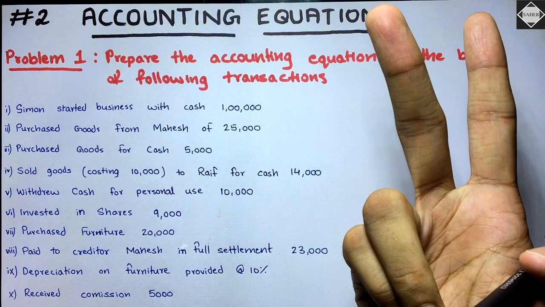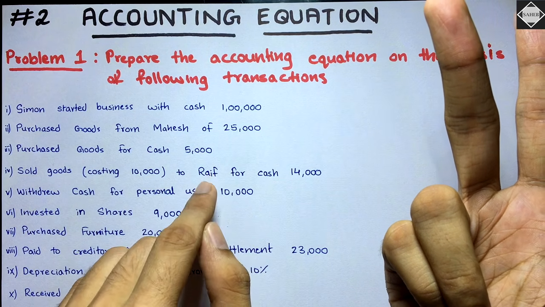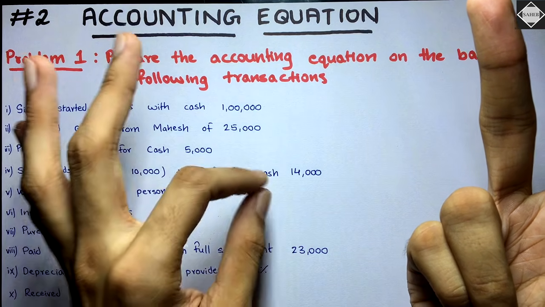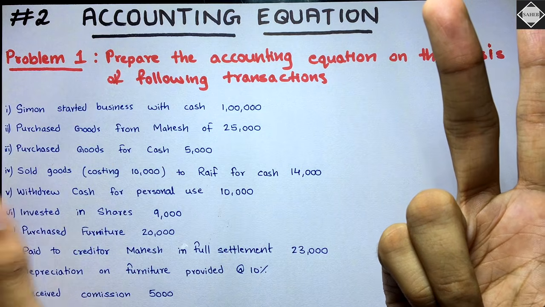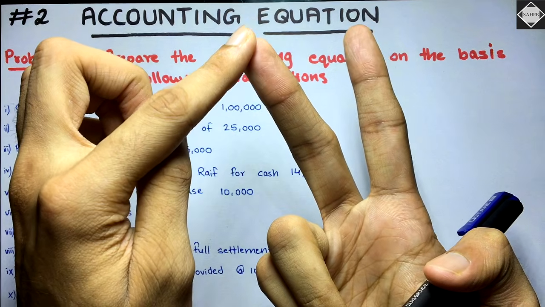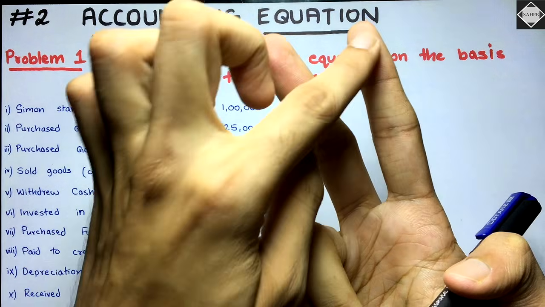Is that clear? And then you have received the cash. Yes, the name Raif has come, but still this is a cash transaction. Raif is not important for us because it's a cash transaction. The person's name is not important. We have received cash of how much? 14,000. Goods inventory has been reduced by 10,000 because that's the cost of it, and cash is increasing.